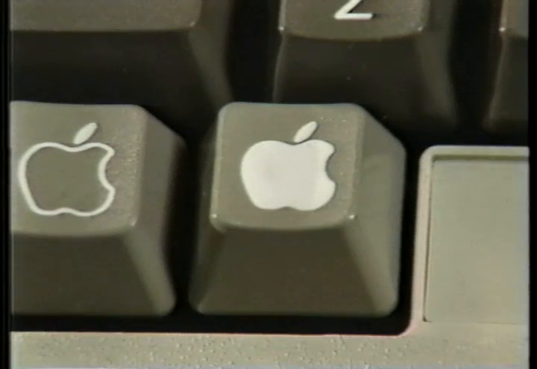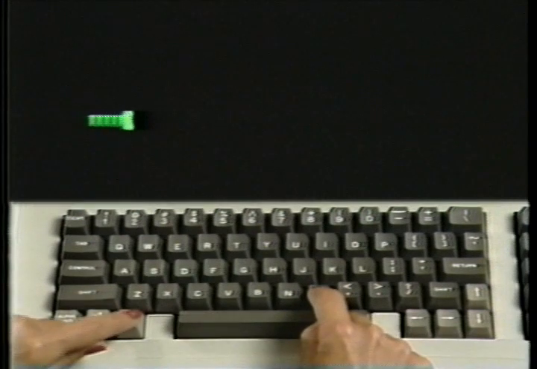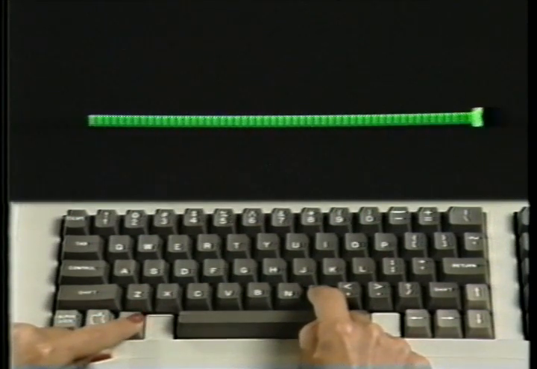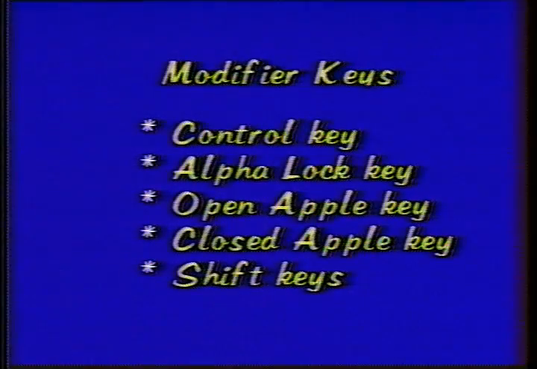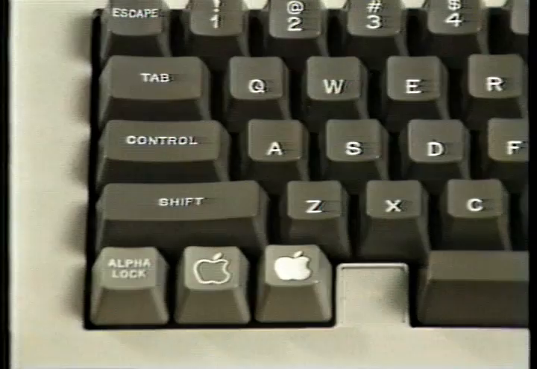The closed Apple key usually acts as a kind of speed shift key. If you are holding down another key and doing a repeat function, pressing the closed Apple key will triple the repeating speed. The open Apple and closed Apple keys will become more useful to you as you start to use your Apple III. Modifier keys modify the meaning of other keys. This is an important point to remember because you'll use the 5 modifier keys frequently.